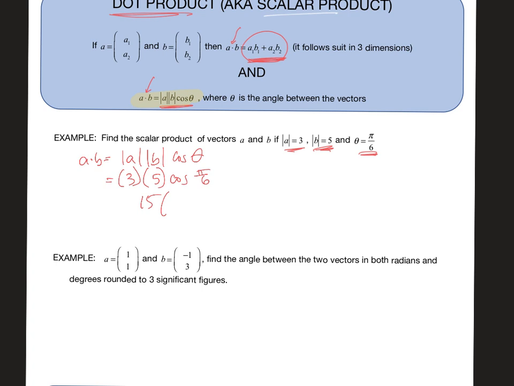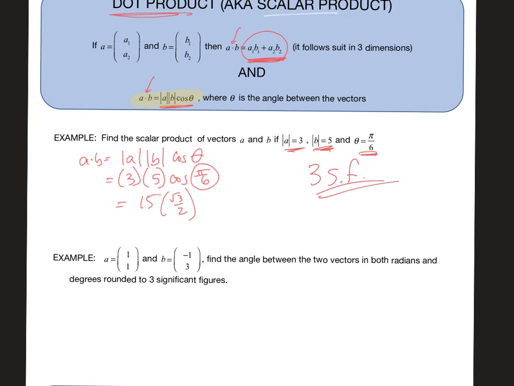This is where the unit circle comes back in, you guys. Pi over 6 is on the unit circle, so I know that that's rad 3 over 2. Maybe you're using your calculator. I did say that you could. So again, plugging that into your calculator and rounding to 3 significant figures.